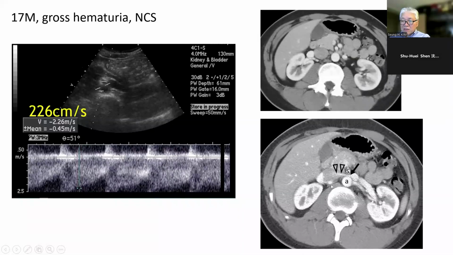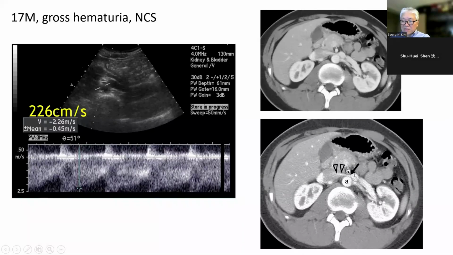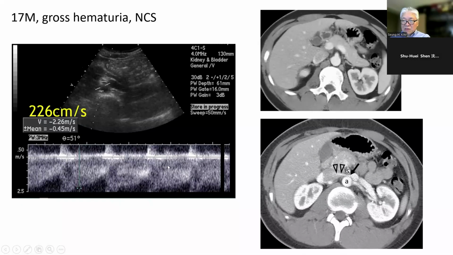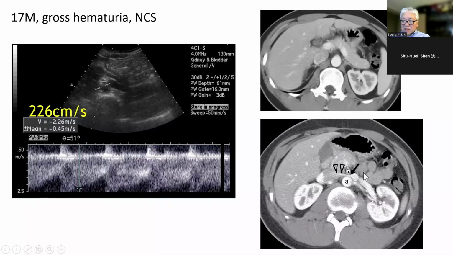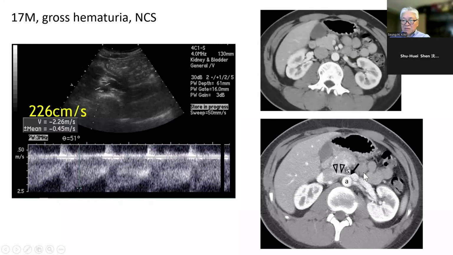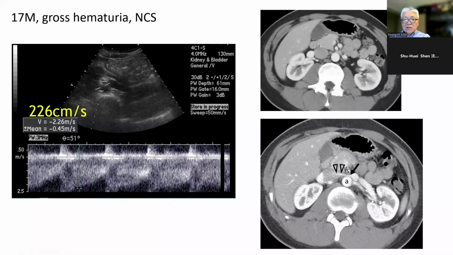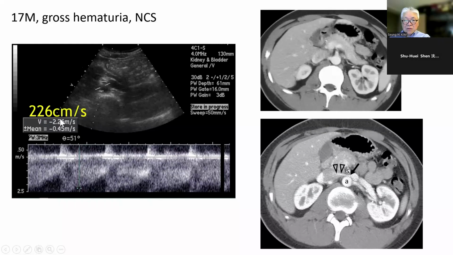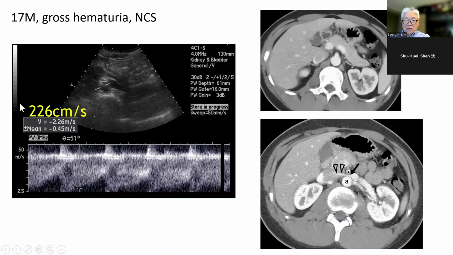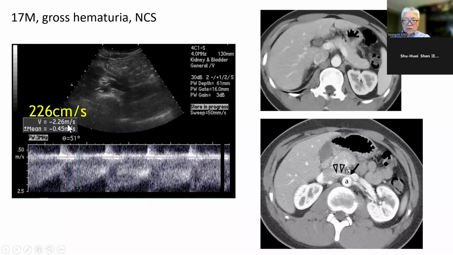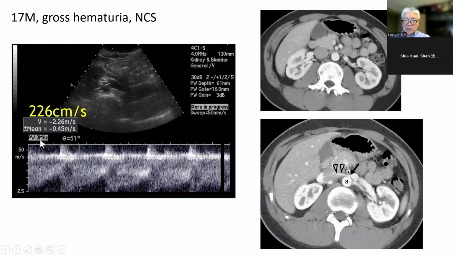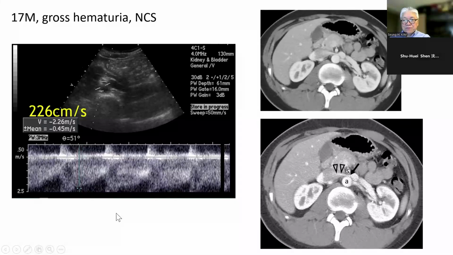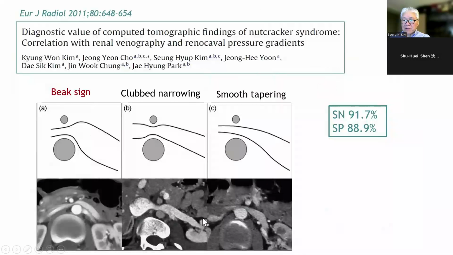If we see this finding, like definite jetting, probably we do not need to do Doppler ultrasound. I think this CT finding is enough to make a definitive diagnosis of Nutcracker phenomenon. In this patient, the Doppler peak flow velocity was very high. The criterion is 100 centimeters per second. In this patient, it was 126. So this is the most typical.